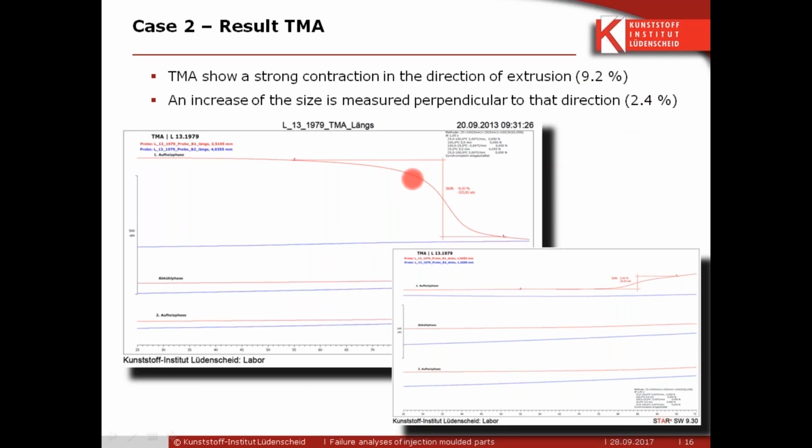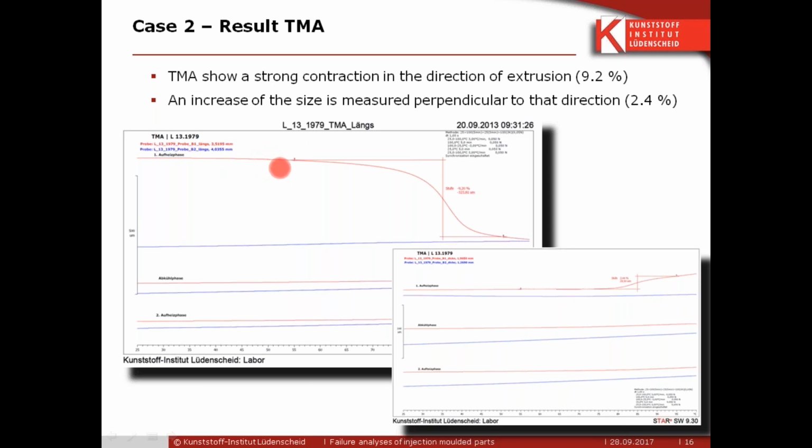On the left-hand side, you have the measurement in direction of extrusion. On the top, the red one is a completely new sample. The blue one is a sample which already shows this deformation. And in this case, we have two heating runs: first heating run, cooling run, second heating run. And on this side, you have a second measurement perpendicular to the direction of extrusion.